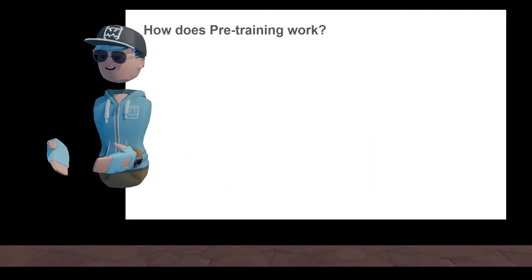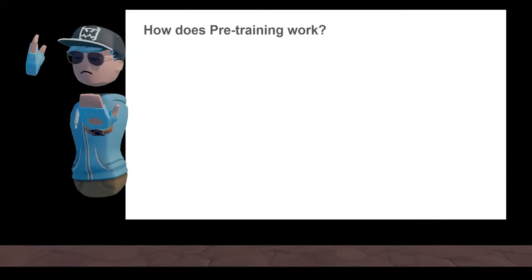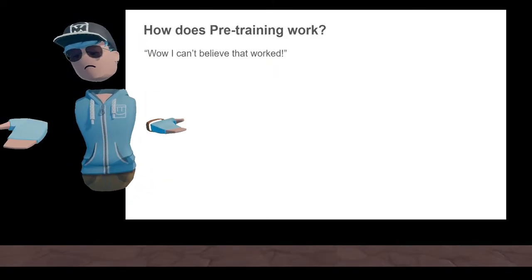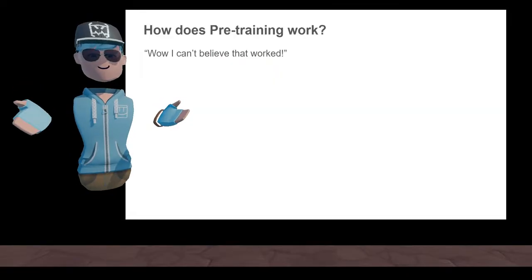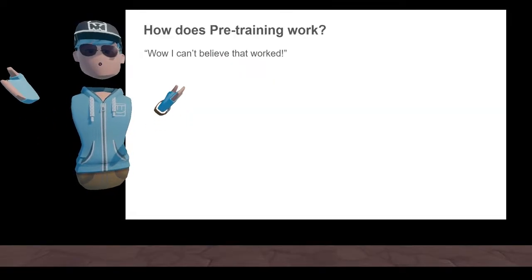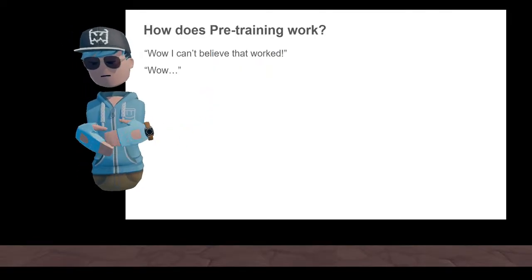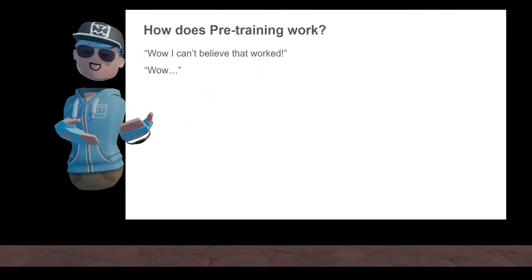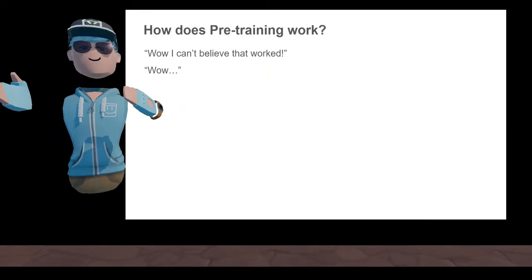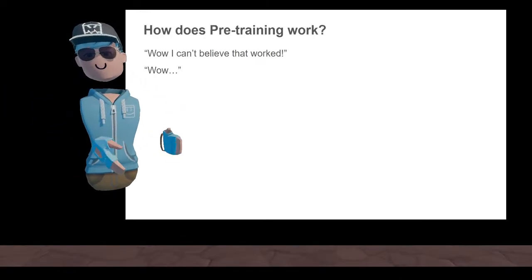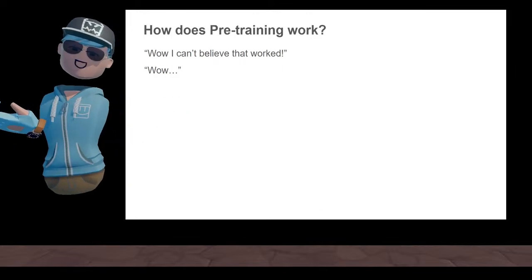So how does pre-training work on an intuitive level with a little bit of math? Well, if I have the sentence, wow, I can't believe that worked, and we want it to generate this sentence. We'll start with the word wow, and we just want to say, hey, GPT-3, I know you don't know anything, but here is what I want. Here's what you should be saying. So when given wow, you should generate, I can't believe this worked.